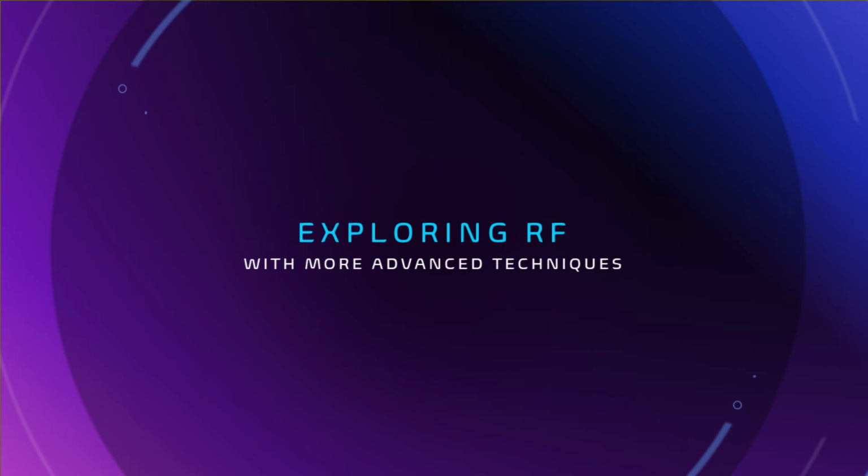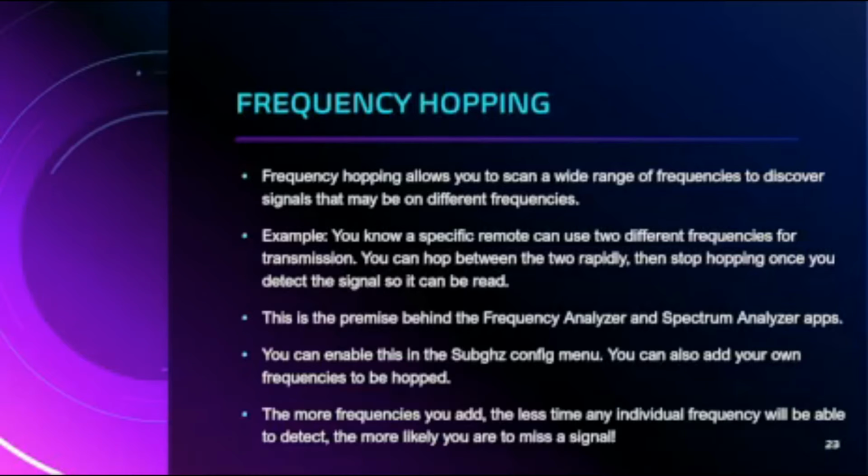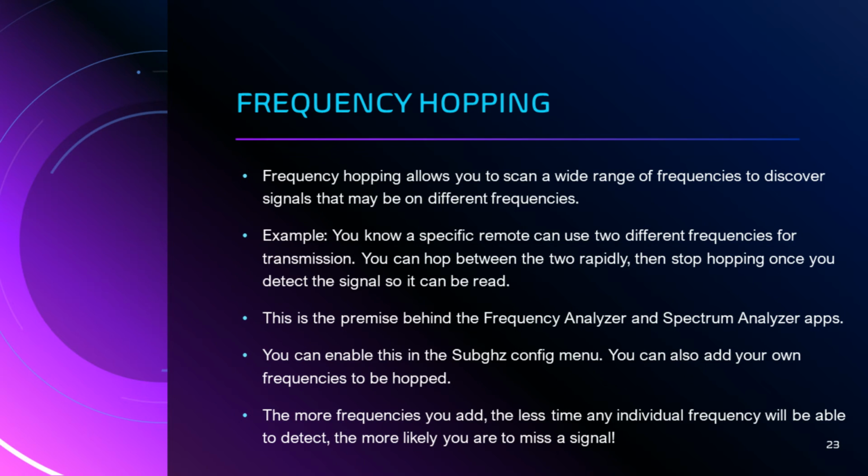Now we're gonna explore RF with some more advanced techniques. The first one is going to be frequency hopping. So frequency hopping allows you to scan a wide range of frequencies to discover signals that may be on different frequencies. An example of this is if you know a specific remote can use multiple frequencies for transmission, then you can set those frequencies and then turn on hopping so it'll rapidly swap between them. And then if it starts to pick up that signal, it'll actually stop hopping and start recording.